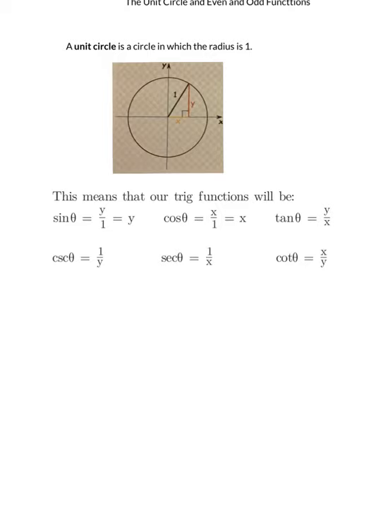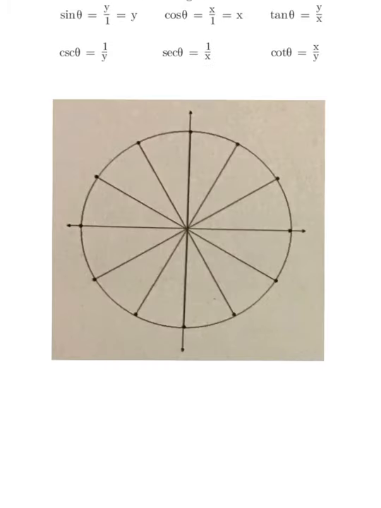Tangent will not change because tangent does not have r in its definition. Tangent is still y over x. But now cosecant becomes 1 over y, secant becomes 1 over x, and cotangent stays the same as x over y.